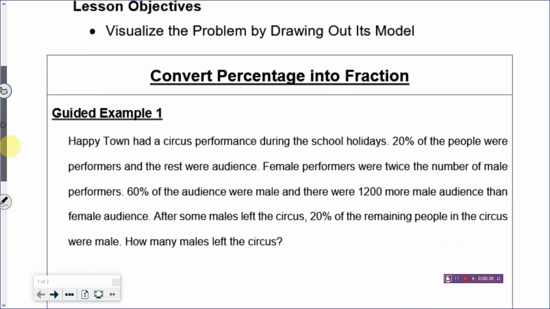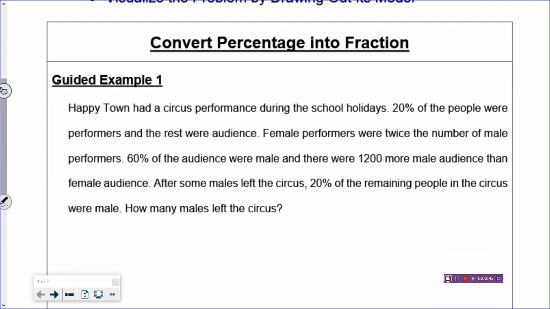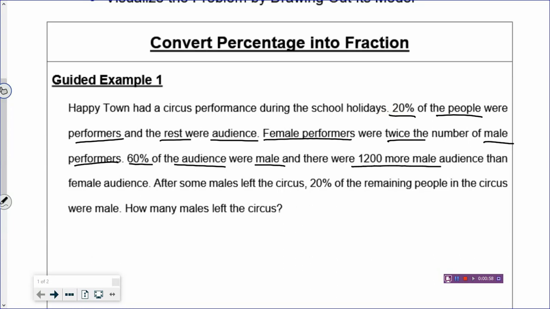Alright, and we are going to highlight the keywords and the numbers. Happy Town had a circus performance during the school holidays. 20% of the people were performers and the rest were audience. Female performers were twice the male performers. 60% of the audience were male, and there were 1,200 more males than female, right?